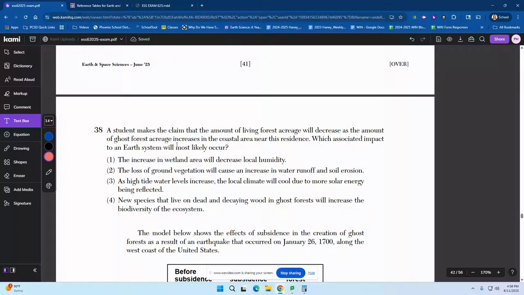So 1 says the increase in wetland area will decrease local humidity. 2 says the loss of ground vegetation will cause an increase in water runoff and soil erosion. Okay, so I would say number 1, if I'm going to increase wetland, I'm probably not going to decrease humidity, right? If I add more moisture into the area, I'm not going to decrease the humidity. 2, the loss of ground vegetation will increase water runoff and soil erosion. That is true, right? If I have less trees and plants to anchor the soil, I'm going to have more runoff, and that runoff is going to erode more of the land. Okay, so 2 looks pretty good.